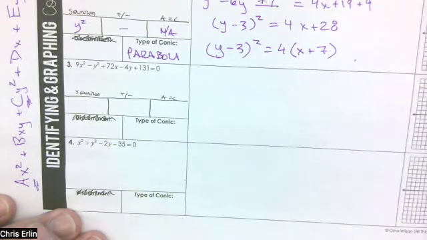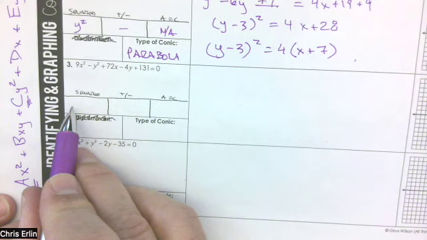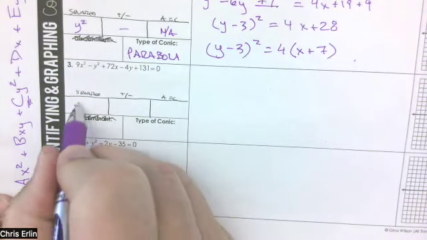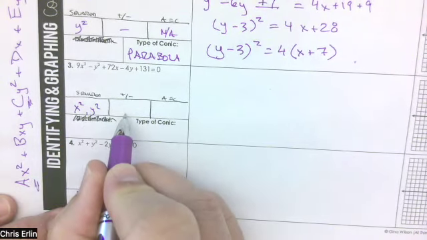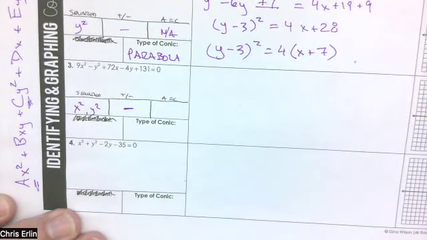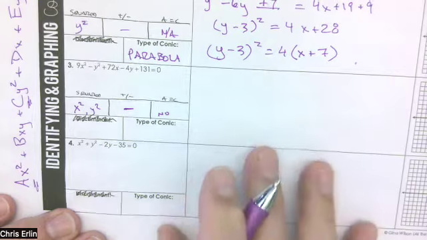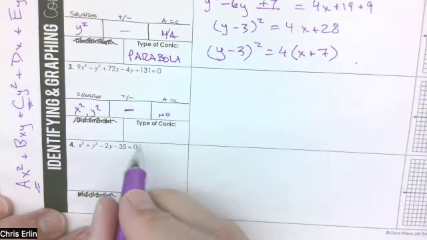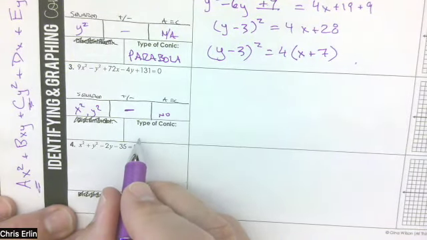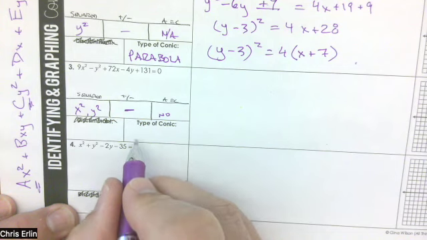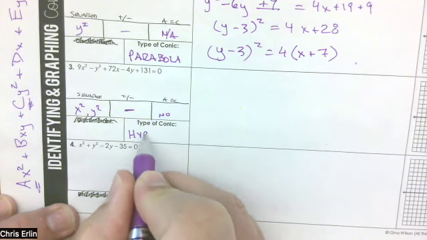Okay, let's take a look at number 3. What's being squared? X squared, y squared. Plus or minus? Minus. Are A and C the same? No, can't be. Type of shape? Hyperbola.